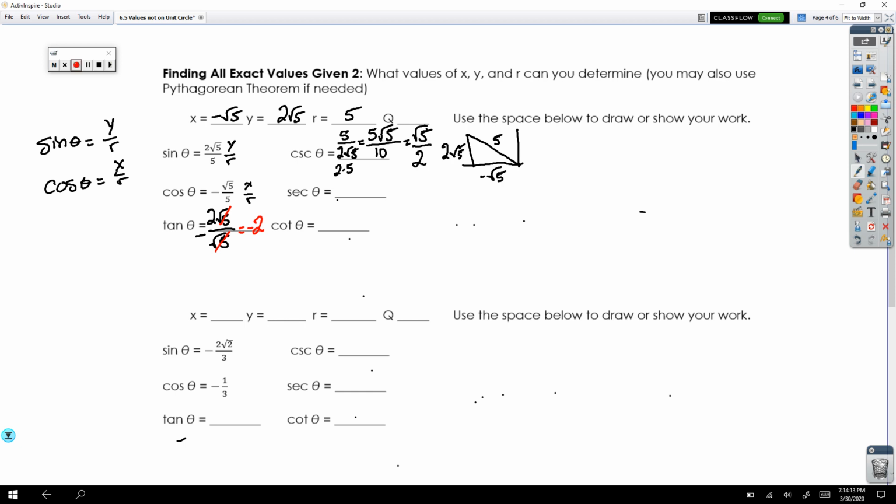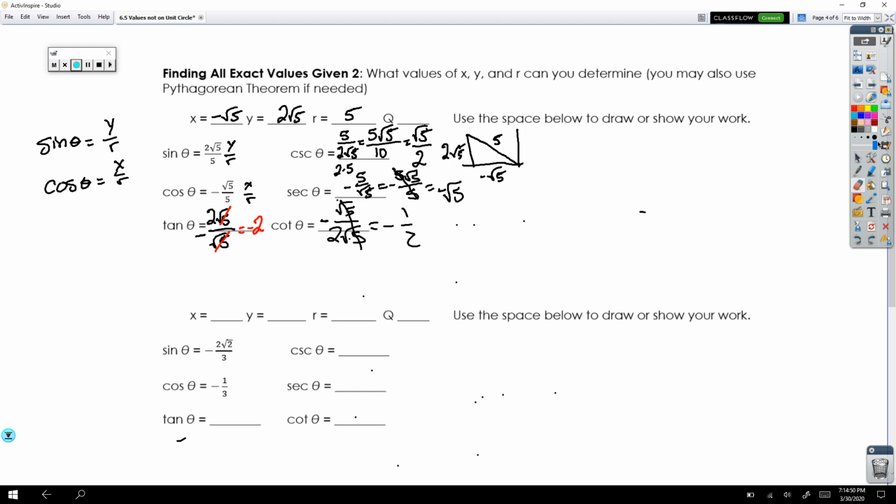Secant, we're going to have to do the same thing. Negative 5 over square root of 5. Rationalize. So I would have negative 5 root 5 all over 5. The 5's are going to simplify, and that's going to leave me with negative square root of 5. Last one here. I'm going to have negative square root of 5 over 2 root 5. Radicals cancel, and I'm left with negative 1/2.